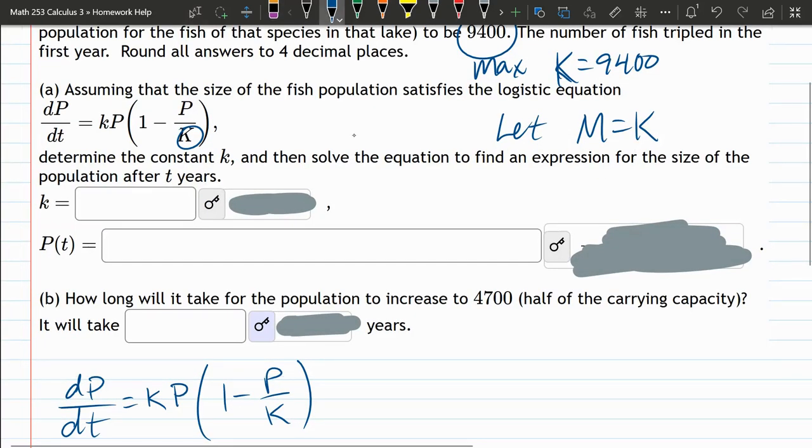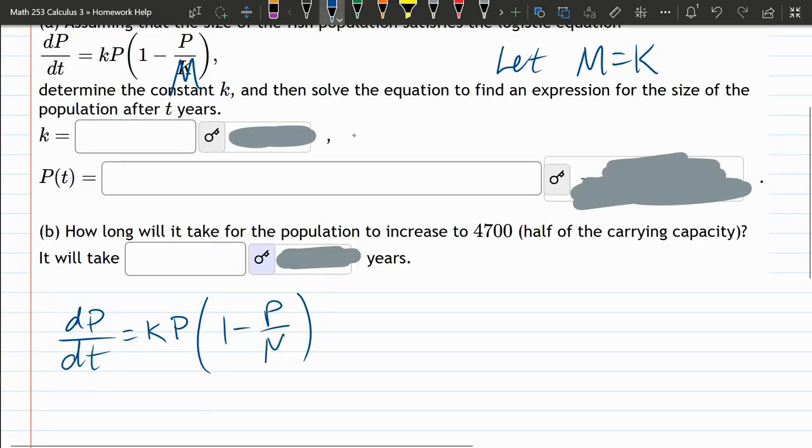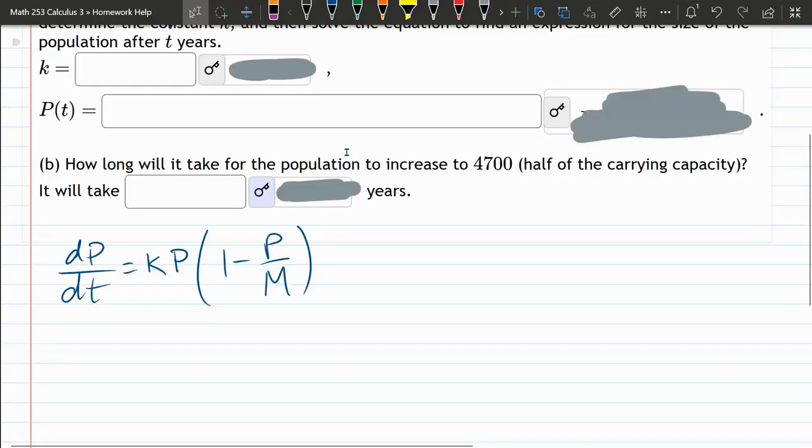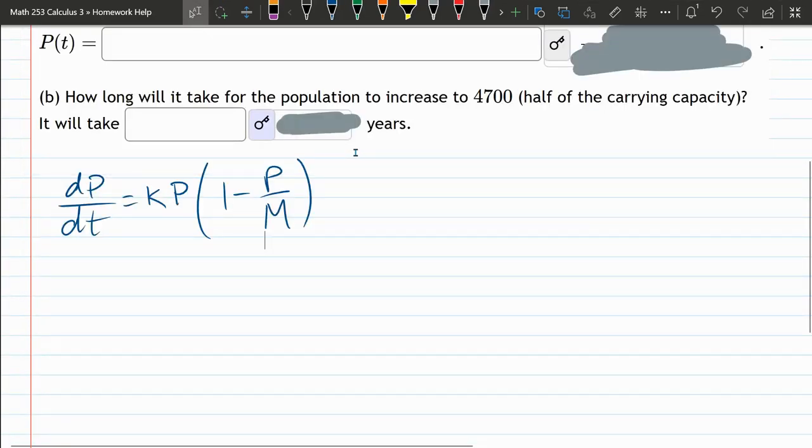A lot of times, this little k, they use a letter r for that, but plenty of places use little k for that one as well. All right, so again, I'm putting an M in here. I'll modify it down here as well. I want to solve for P, so we need to eventually take an antiderivative, but not in this form. First thing we're going to do is separate everything. This is a separable differential equation.